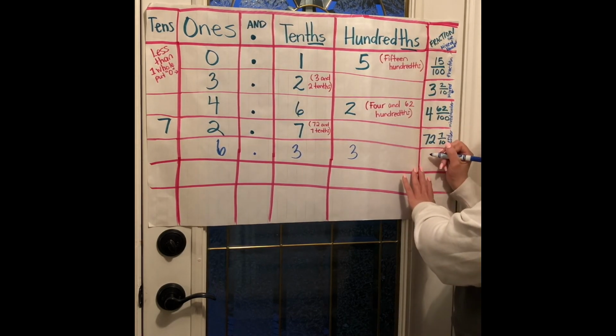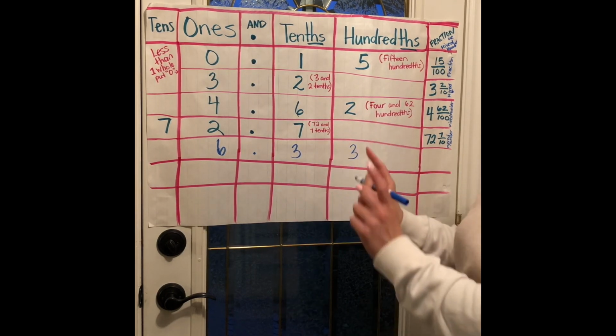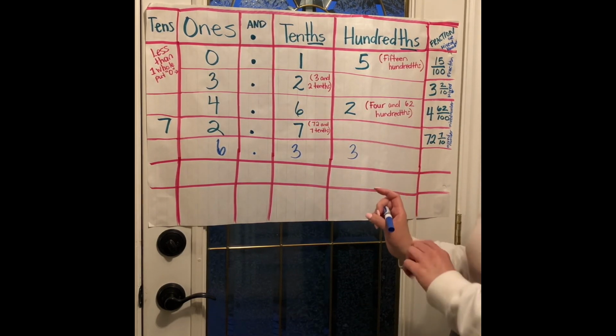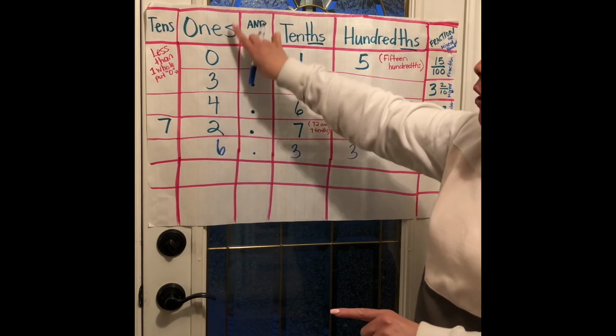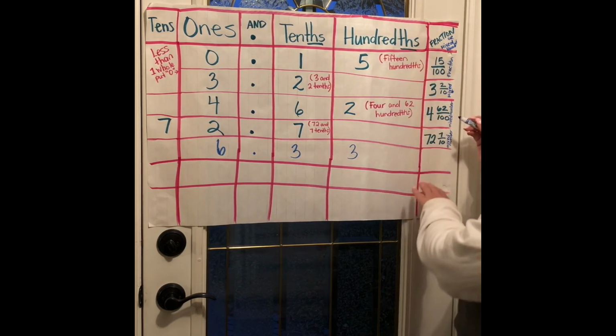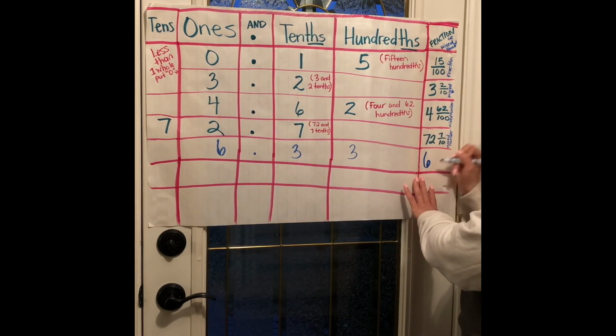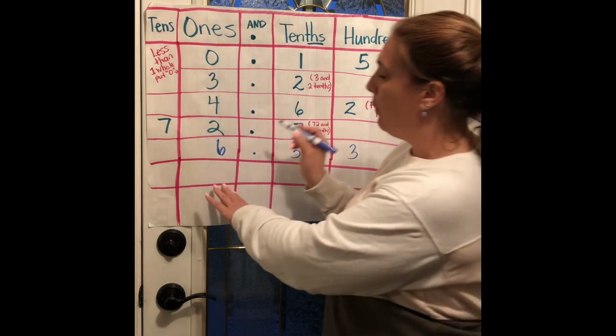Okay, and think about how you're going to write that as a fraction. 6 and 33 hundredths. It's going to be a mixed number fraction. You've got 6 whole numbers and 33 hundredths. Just like it sounds, 6 whole numbers and 33 over 100. Okay, let's try another one.